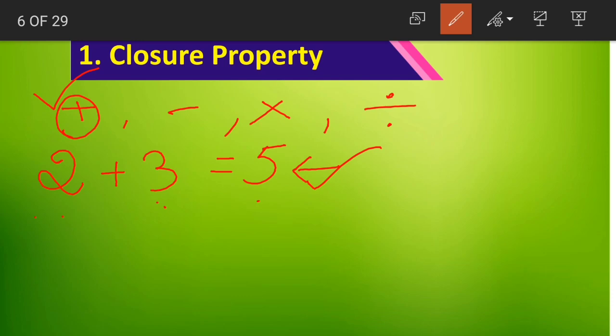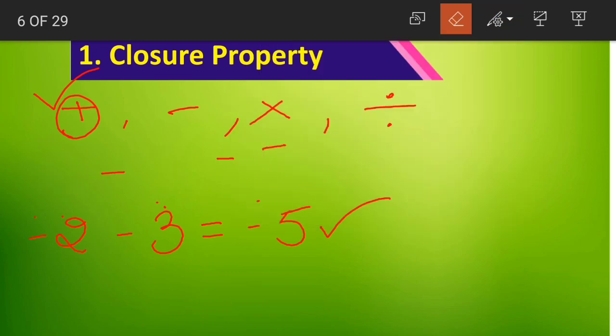Okay class, we shall take 2 negative integers as well. When we add these 2 integers, minus 2 and minus 3, the answer is minus 5, which is again an integer, right? So we can say that addition of integers satisfies closure property.